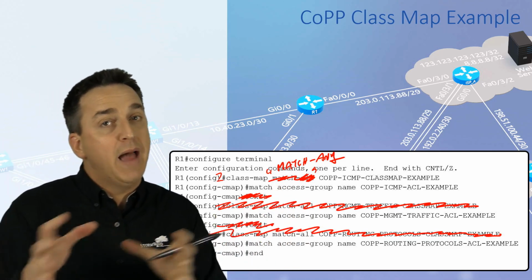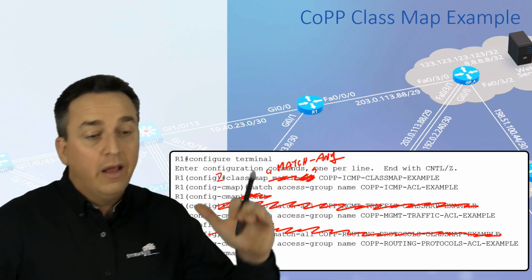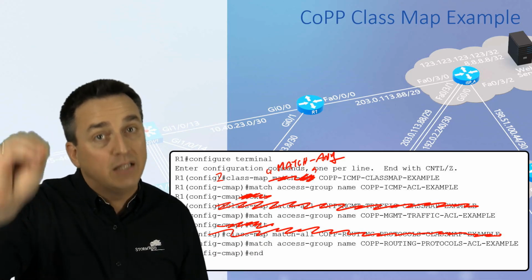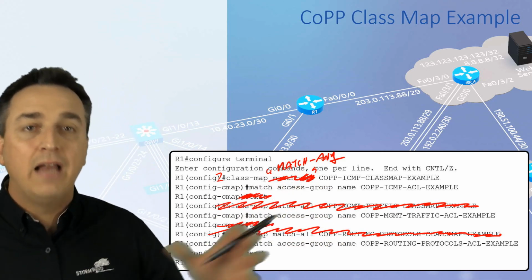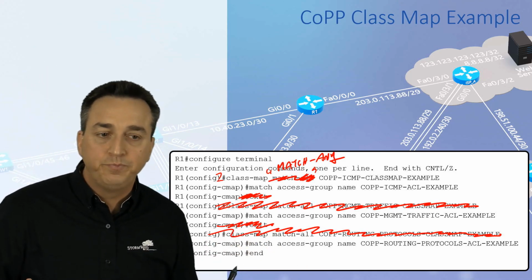Match all versus match any. You type in match all, and if there's multiple matches, then that traffic must match all of those. If you type in match any, then it's that or that or that when it's all said and done.